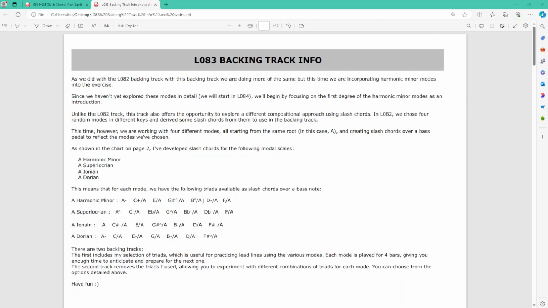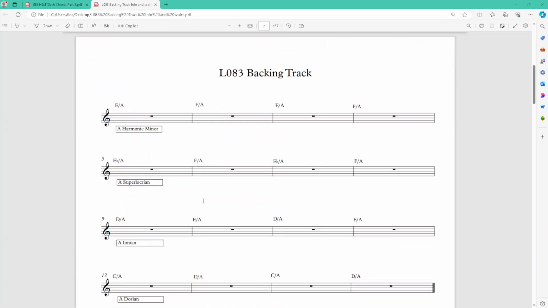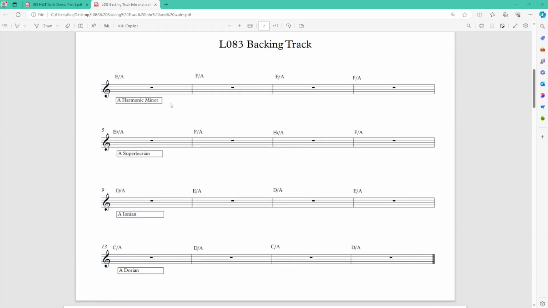In the case of the backing track, I decided to use this particular combination. So for A harmonic minor, I'm playing E over A and F over A, repeated twice. For A superlocrian, I went for E flat over A and F over A. For A Ionian, I went for D over A, E over A. And for A Dorian, I went C over A and D over A. As you can see, I decided to use just major triads and with as close voicings as possible.